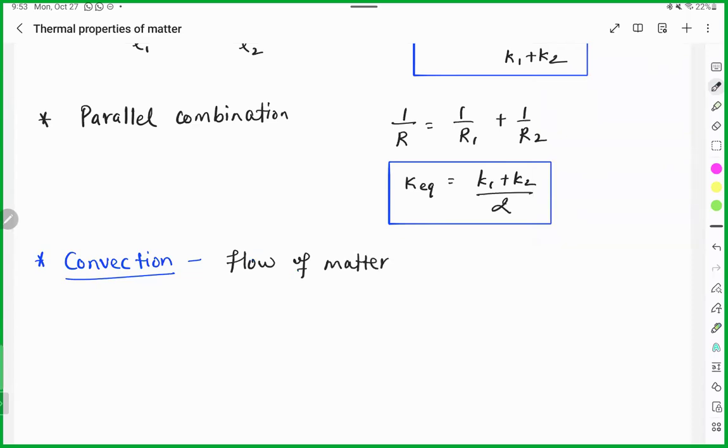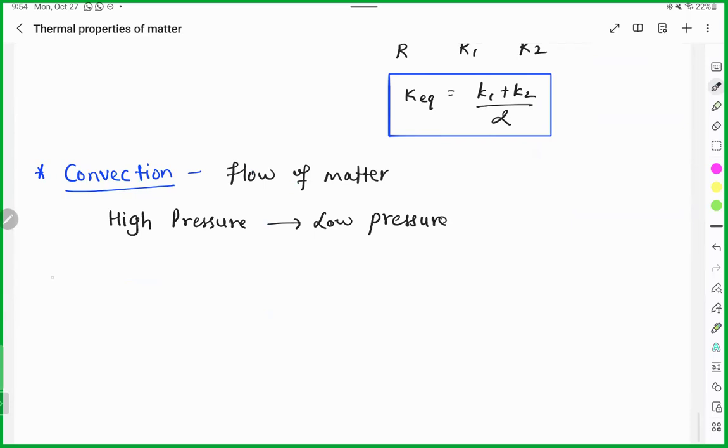Example, in case of liquid. Remember, whenever liquid or gas moves, it always moves from high pressure to low pressure. Okay, and last, radiation. Anvita, what happens in case of heat transfer through radiation? Without a medium, it will be transferred. Yes, like how sunlight is transferred.